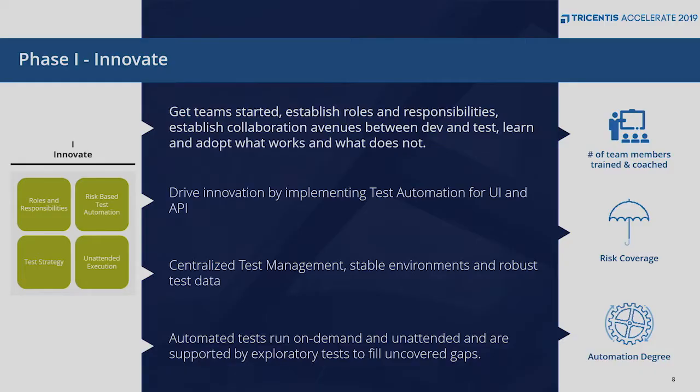The first phase is about driving innovation by starting to implement test automation for UI and API. You want to have a clear test strategy, which I'll dive into a bit later. And you want to make sure that your tests can run on demand, unattended, so you run them at night, and in the morning you get your results. There are some metrics, and after each of these phases, you will see that there's a transition in what kind of metrics you will actually be tracking.